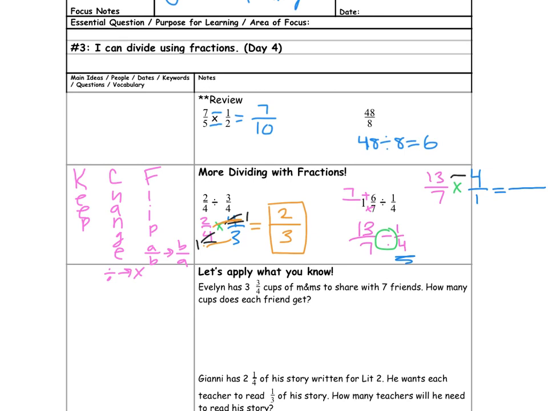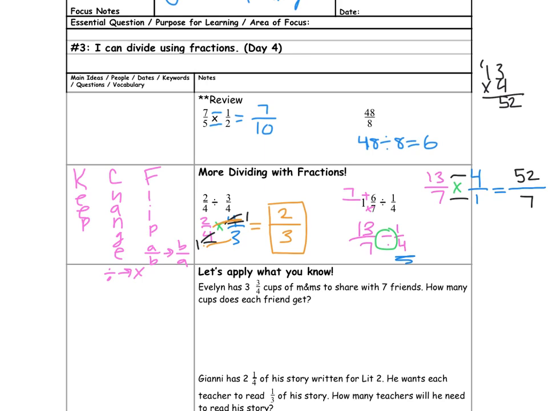So 13 times 4. Since I can't use a calculator, I'm going to do that up here. 13 times 4. 4 times 3 is 12. And then I'm going to carry the 1. 4 times 1 is 4. Plus 1 more is 5. So we have 52. And then 7 times 1 is 7.